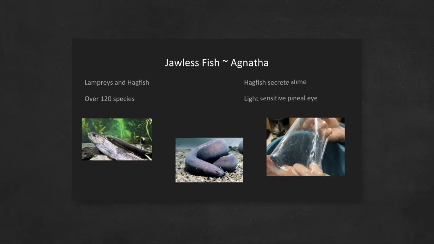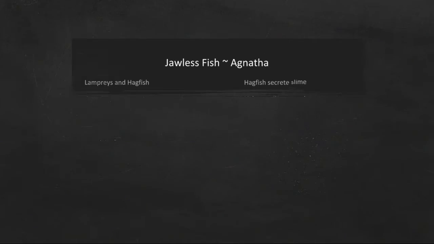Another class of fish are jawless fish, also known as gnatha. There are over 120 different species, and there are 2 main groups of jawless fish today, and they are lampreys and hagfish. Jawless fish have a pineal eye. It's a photoreceptive eye and is associated with the pineal gland, regulating rhythmic hormone production for thermoregulation. Hagfish also secrete a slime as their mode of defense.